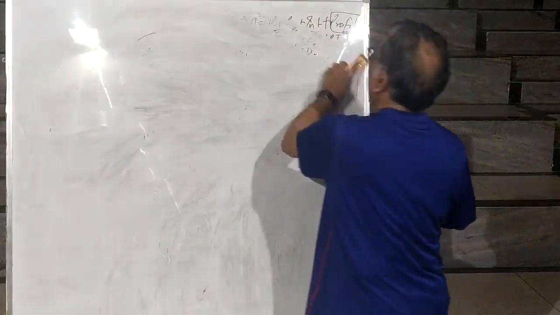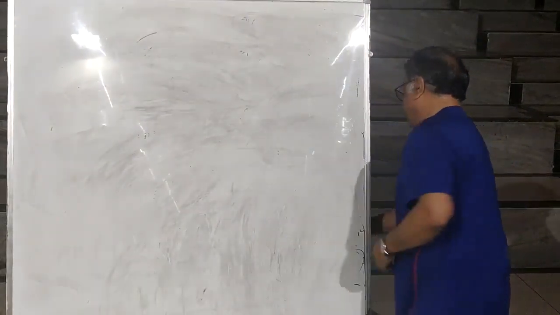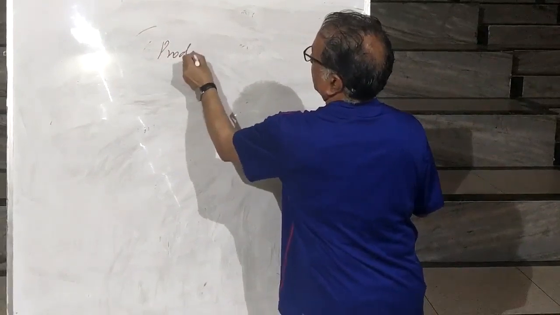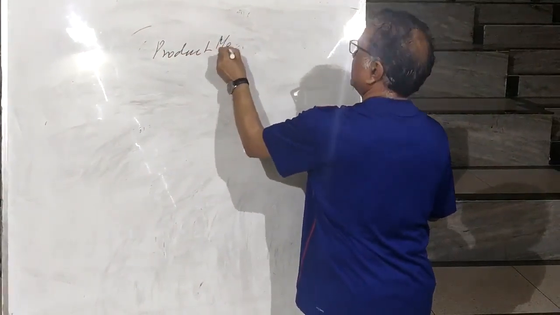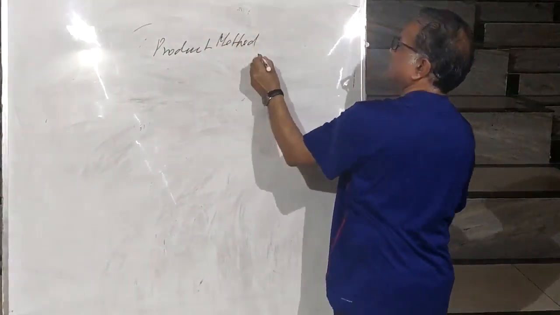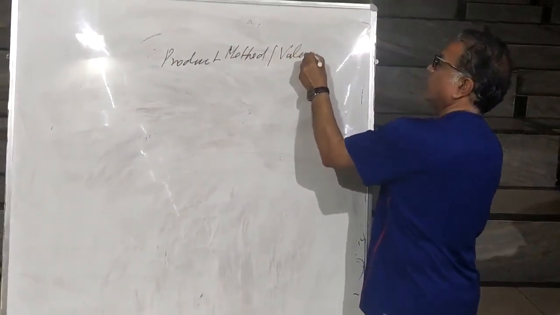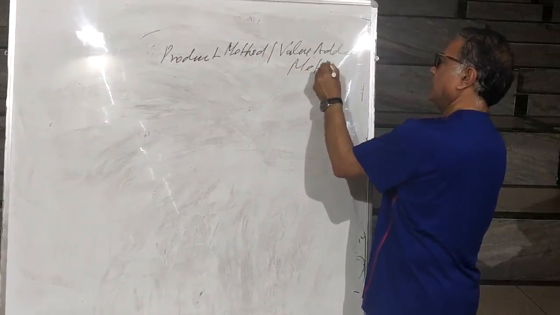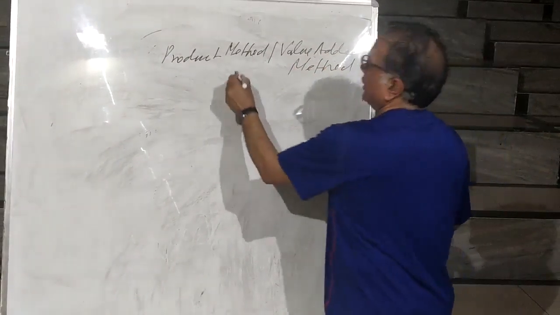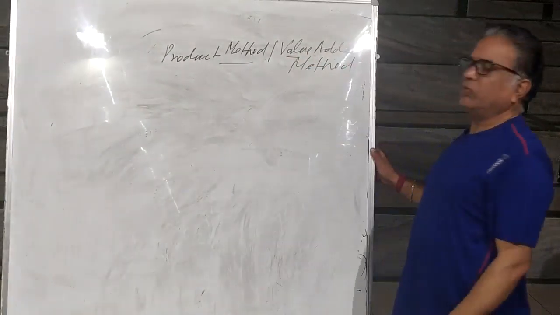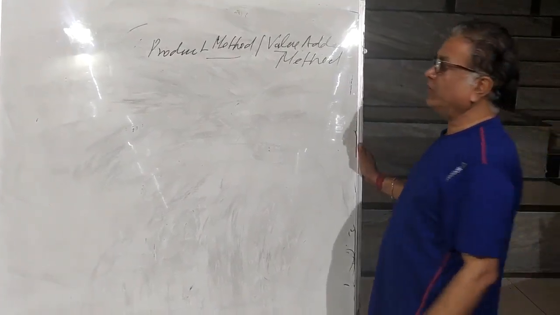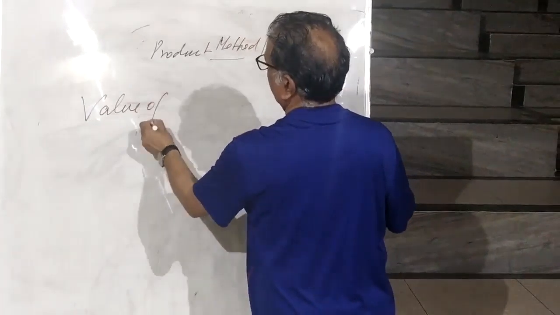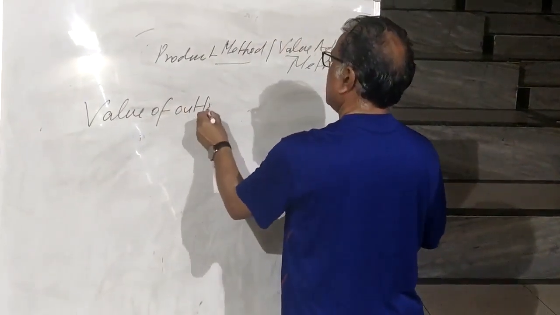Now moving to the second method, that is called the product method. This is also known as the value added method. In the product method, what do we do? First we calculate the value of output.